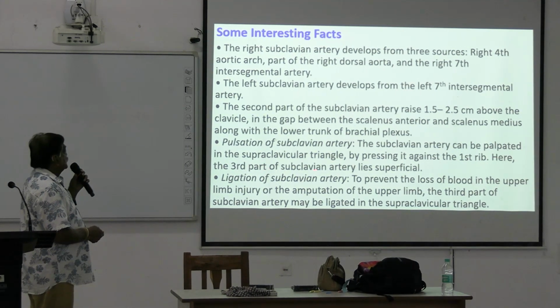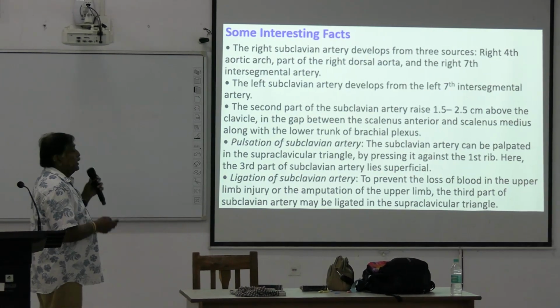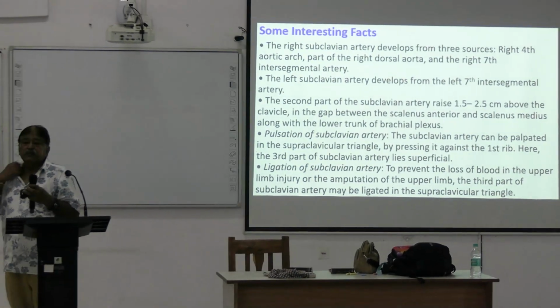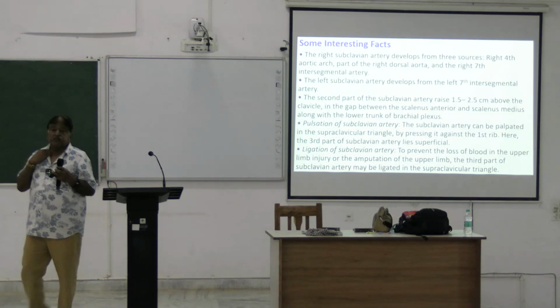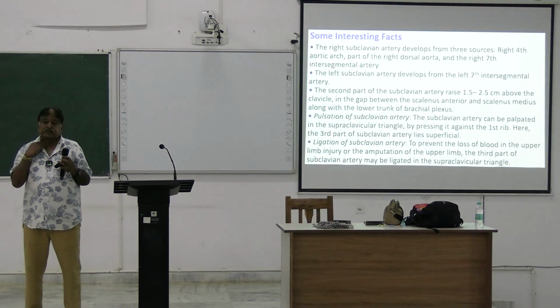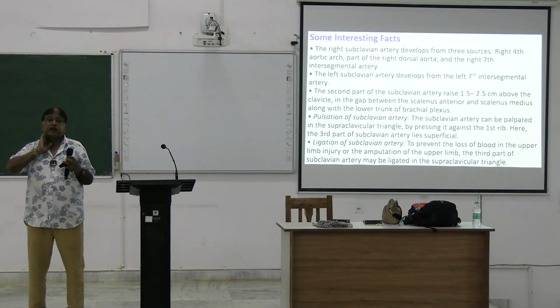There, the third part of the subclavian artery lies superficial. So the third part, if you press it against the first rib, you will get the pulsation. Over here, you will get the carotid artery pulsation.